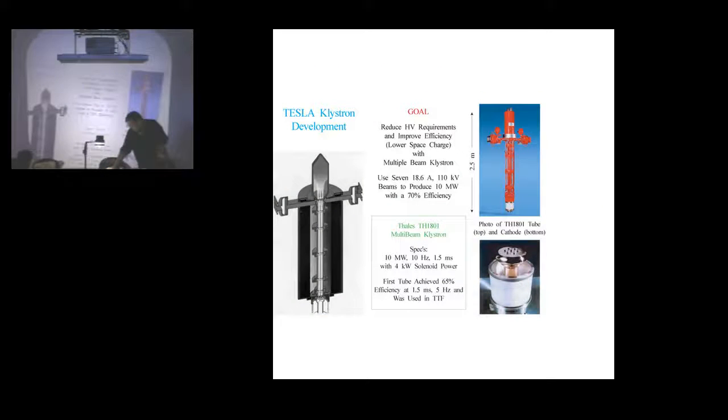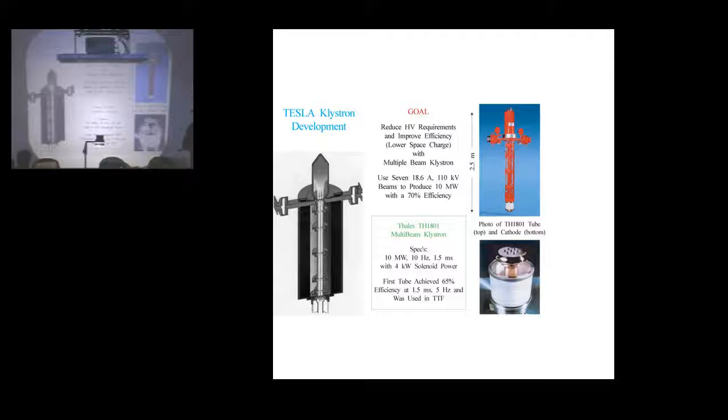In the case of Tesla, they're also working with industry. They wanted a 10 megawatt tube. And to improve efficiency, they've gone to what they call a multi-beam klystron. Instead of a single beam that goes through here, you split the beam up into 7 beamlets. You can think the reason for doing that is that the space charge forces are smaller because the current's smaller. You only have about 20 amps at 110 kilovolts in these cases. And this brings up the efficiency quite a bit.